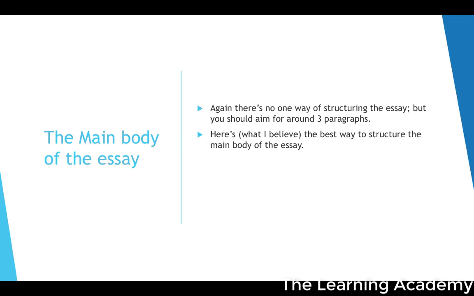Like I said, there's no one way of structuring it. So here's what I believe is the best way to structure the main body of an essay. Your first thing you're going to do is pick 3 different points you want to talk about. For example, if you're doing Tudor history and you got an exam question on Henry VII's foreign policy, like was it successful or not, your aim should be to pick 3 different points. For that, you could talk about his foreign policy with France, with Spain, and with Scotland.